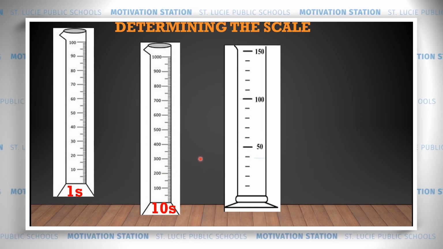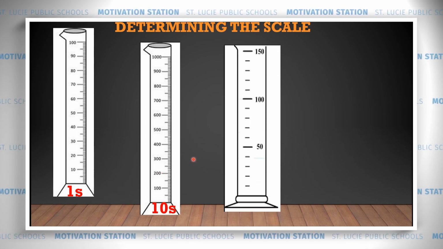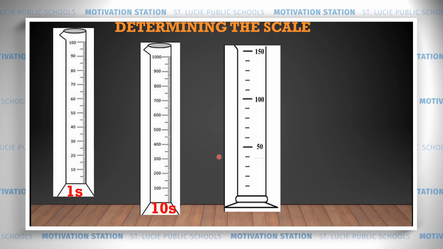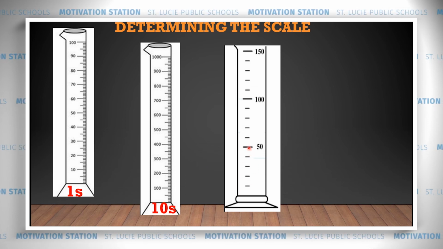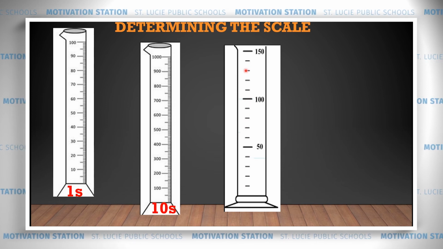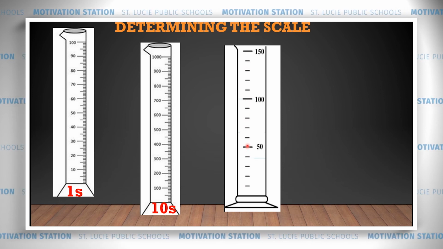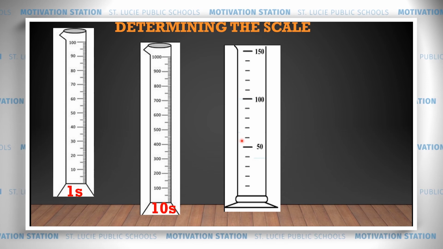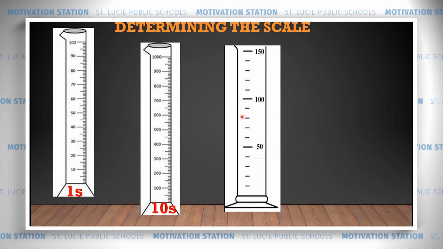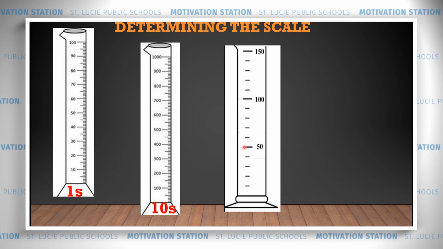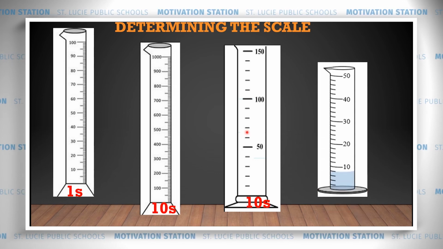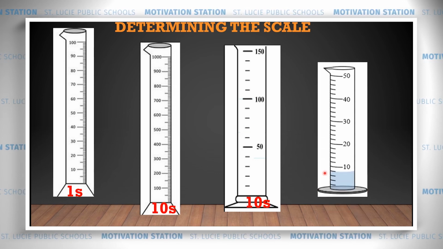This graduated cylinder looks completely different. It starts at 0, even though it's not written, and then says 50, 100, 150. And in between, from 50 to 100, it's 1, 2, 3, 4, 5 sections. So each one of those lines is worth 10 also. So the lines skip count by tens.